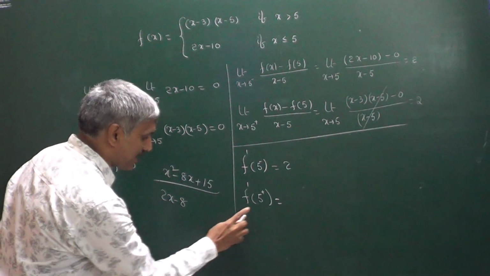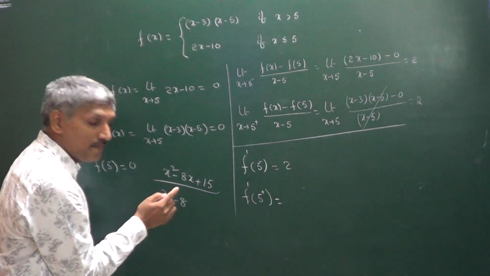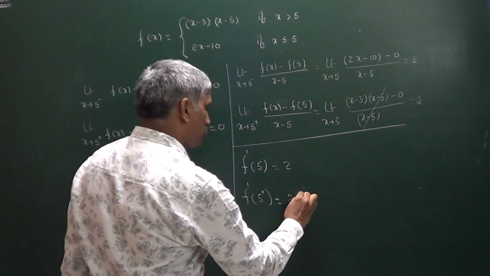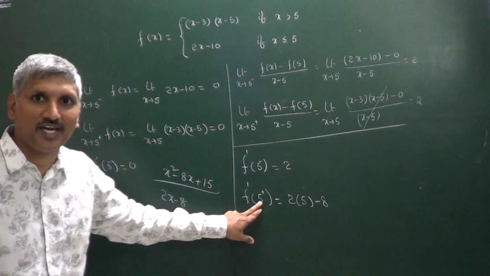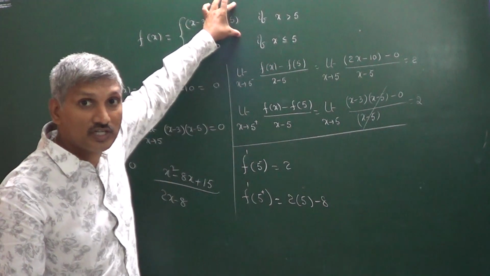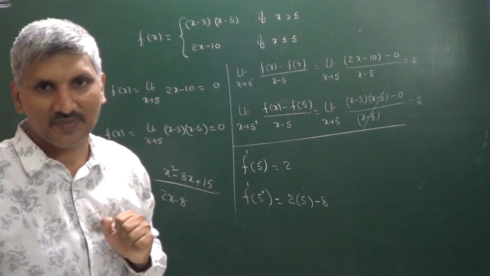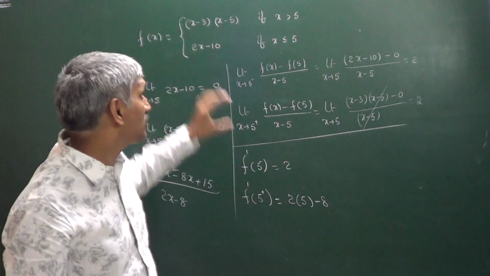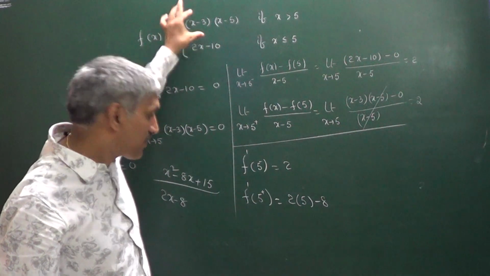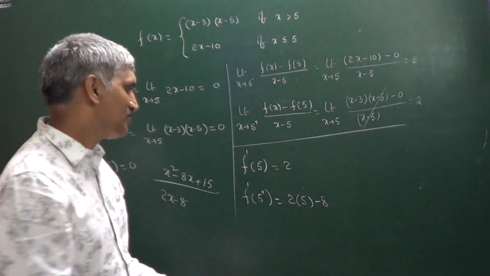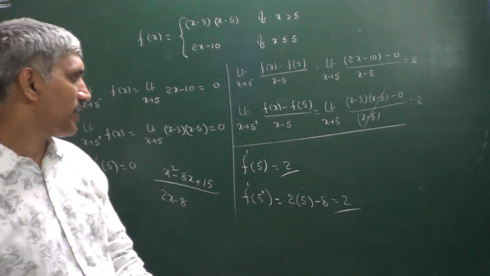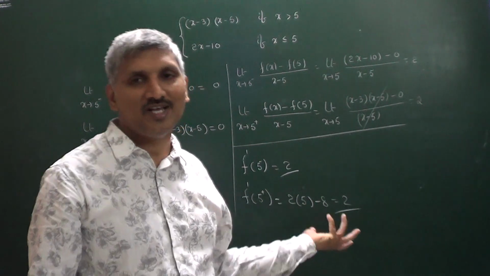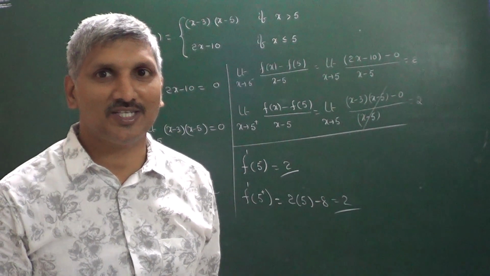So what we have to find out? f dash of 5. So that's why 2 into 5 minus 8. In the 5 plus case, what is the function? That function we are differentiating at x equal to 5. So that also we got 2 only. So the left hand derivative and right hand derivative are both equal.